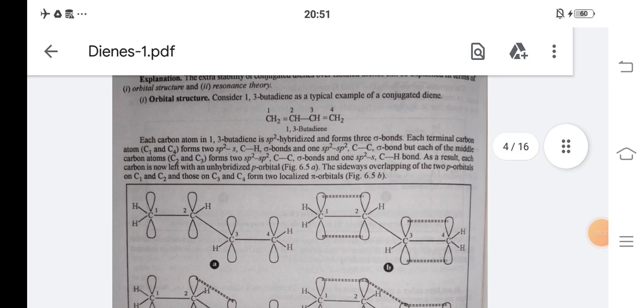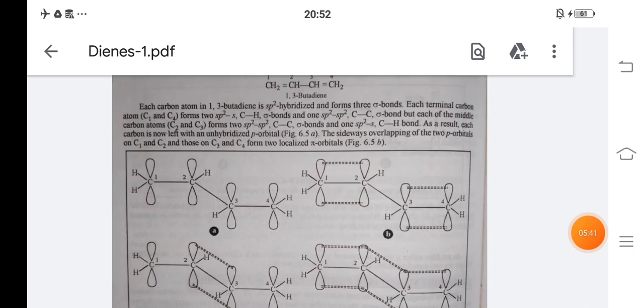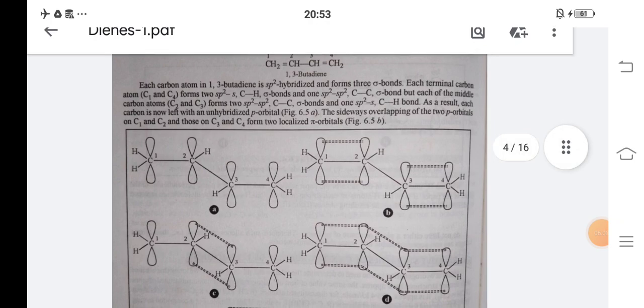First, orbital structure. Consider 1,3-butadiene as a typical example of a conjugated diene. Each carbon atom in 1,3-butadiene is sp2 hybridized and forms 3 sigma bonds. Each terminal carbon atom forms 2 sp2-s C-H sigma bonds and 1 sp2-sp2 C-C sigma bond, but each of the middle carbon atoms forms 2 sp2-sp2 C-C sigma bonds and one sp2-s C-H bond. As a result, each carbon is now left with an unhybridized p orbital.